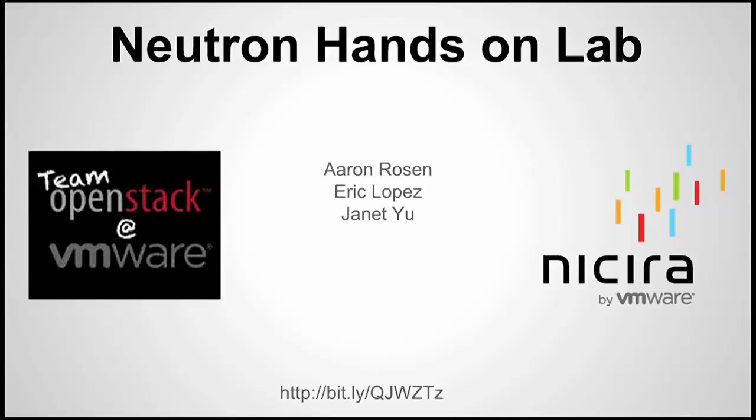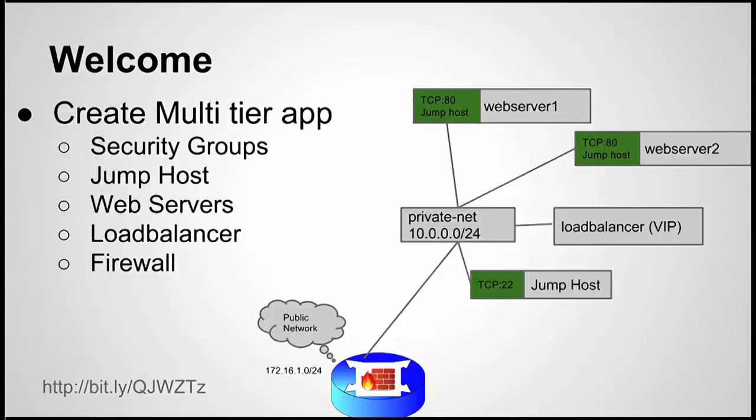All right, so before we get started, I'm just going to give you a little bit of an overview of what we're going to try and do in this lab. We're going to deploy a multi-tier application on top of OpenStack. What this is going to consist of is we're going to leverage security groups in order to control which things are able to communicate with each other.